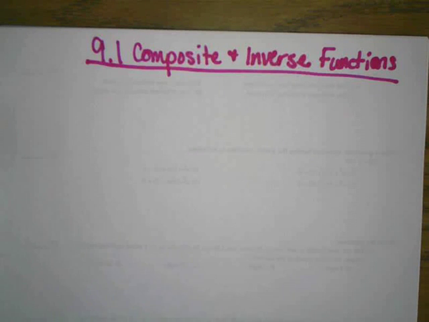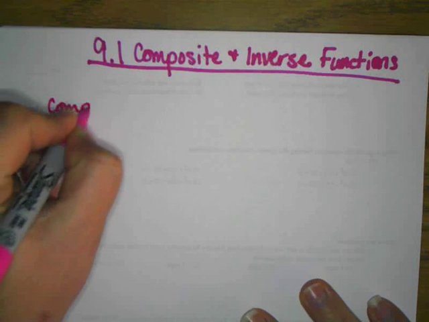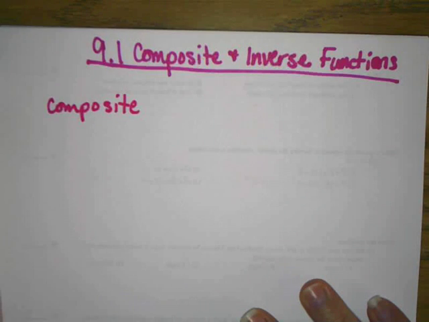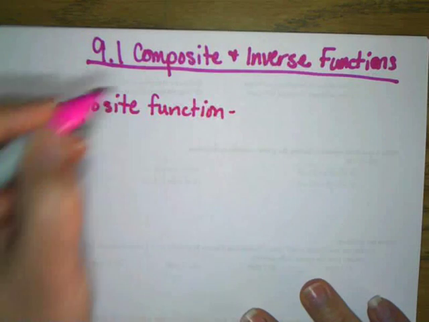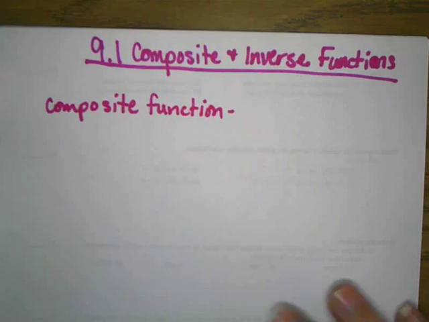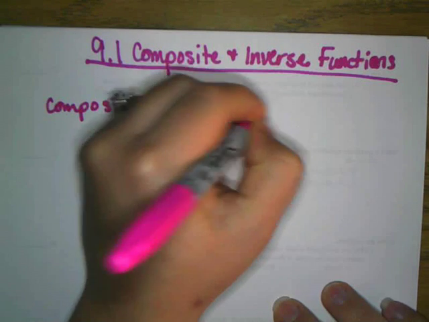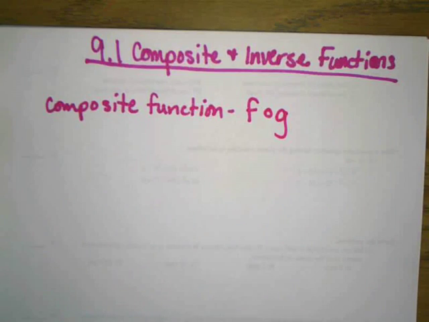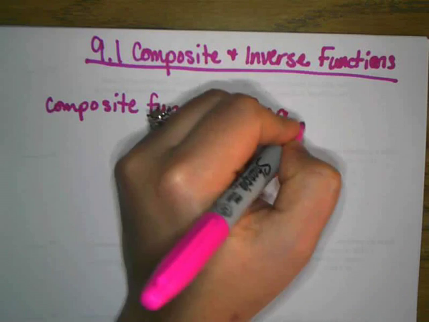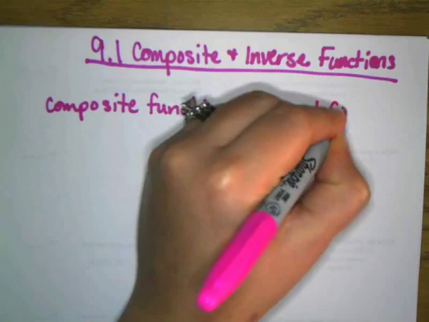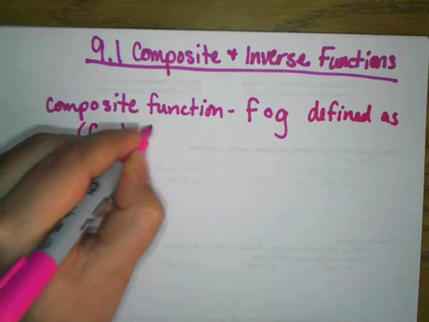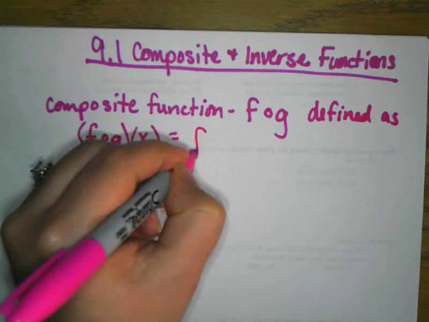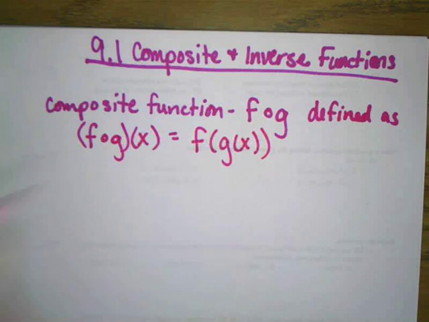Okay, we are entering section 9.1, composite and inverse functions. Now the first thing that we're probably not familiar with is the term composite. A composite function is basically when one function is used as an input inside of another function. And it looks like f open circle g, which is also defined as f open circle g of x, which also is equal to f of g of x.